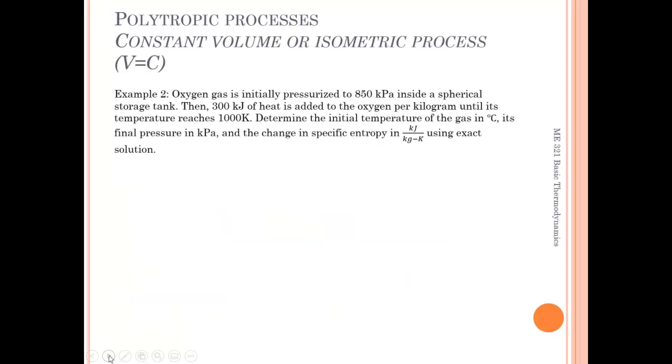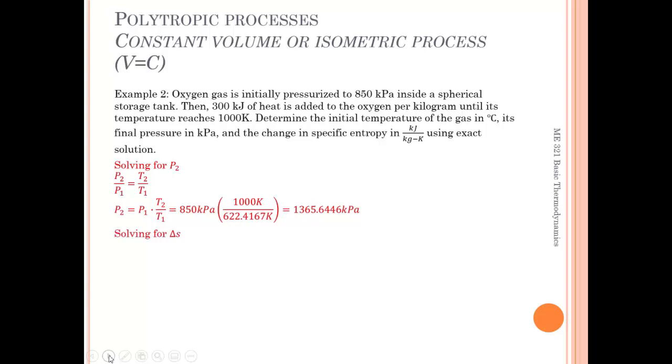Next, we will compute for the final pressure P2. To compute for P2, we can use the PVT relationship for isometric processes. By isolating P2 at the left side of the equation, we will get 1365 kilopascals as our final pressure.